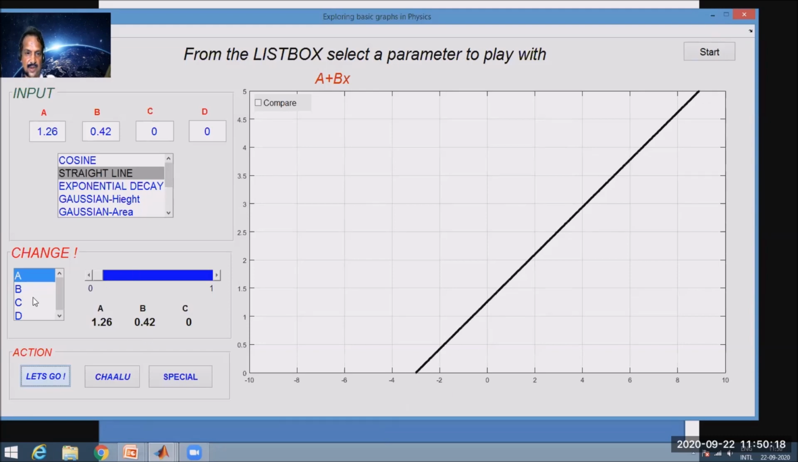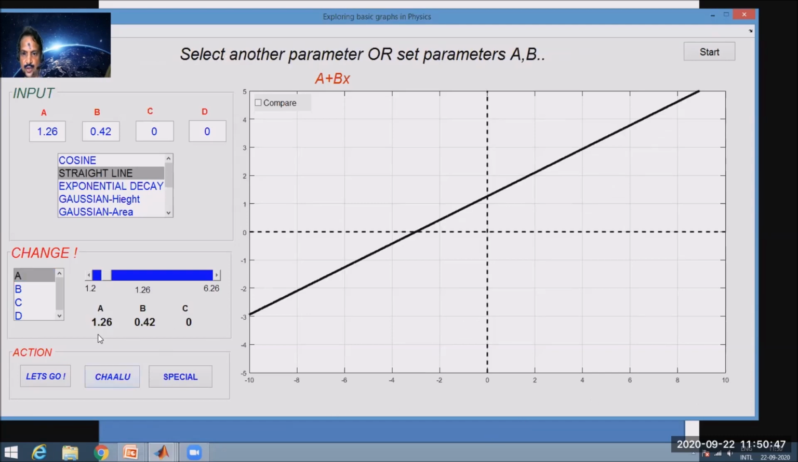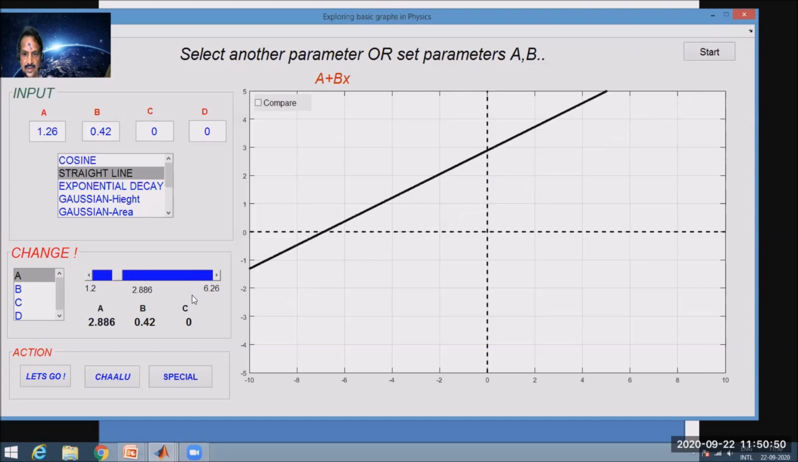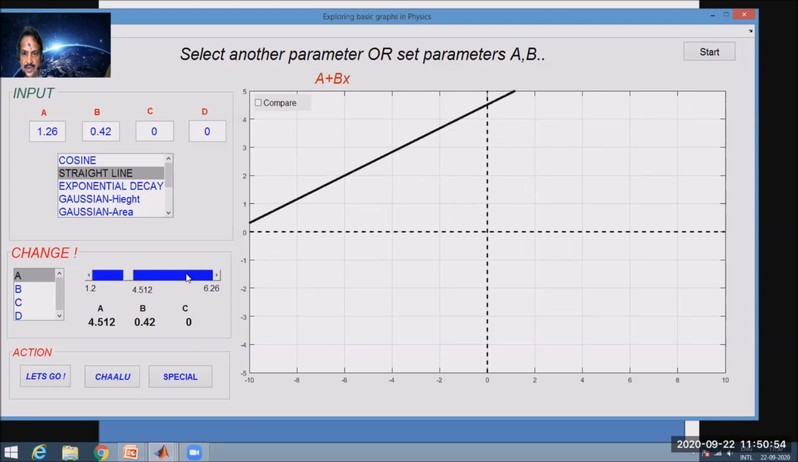Now let us change the parameter A. The parameter A can take values from 1.2 to 6.28. Let us increase the parameter and see what happens. So this will be the x-axis. It is not marked, but this is the x-axis and this is the y-axis. So 1.26. Now let us do it. 2.8. The graph appears to shift parallel to the original.